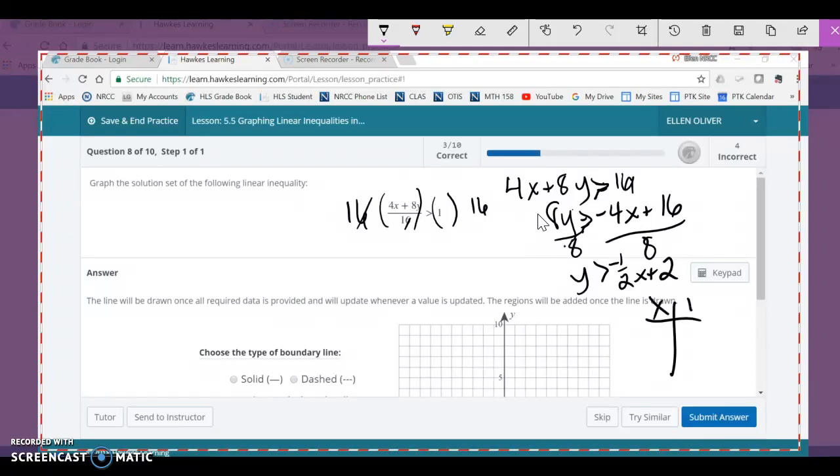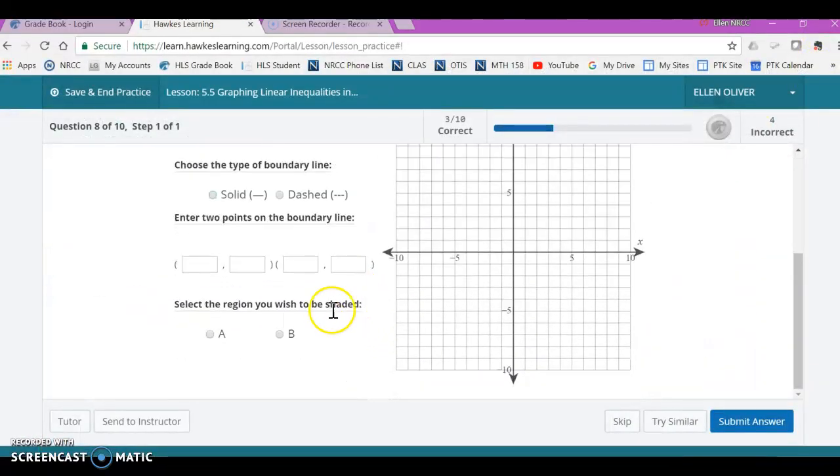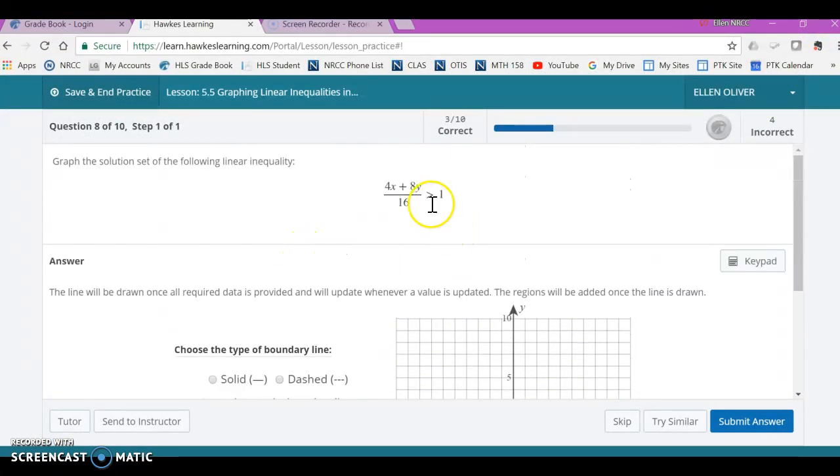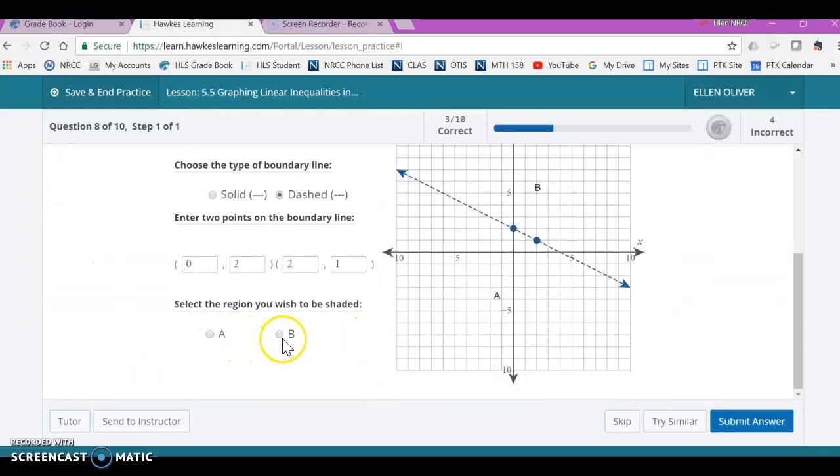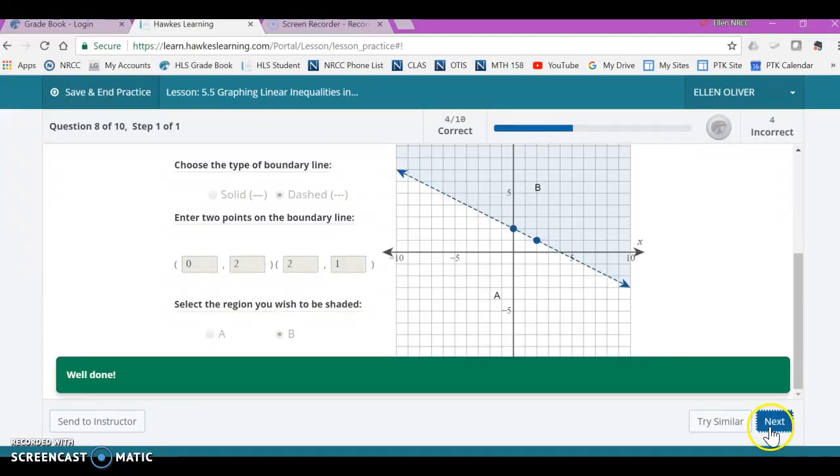Plug in 0 for x, get 2 for y. X is multiplied by a fraction, so multiply by the denominator of that fraction, so they cancel. So I get negative 1 plus 2, positive 1. So my points are 0, 2, and 2, 1, and y is greater than. 0, 2, and 2, 1. And what kind of line? There's no equals there, so it's dashed. And y was greater than, so that's side B. There we go.